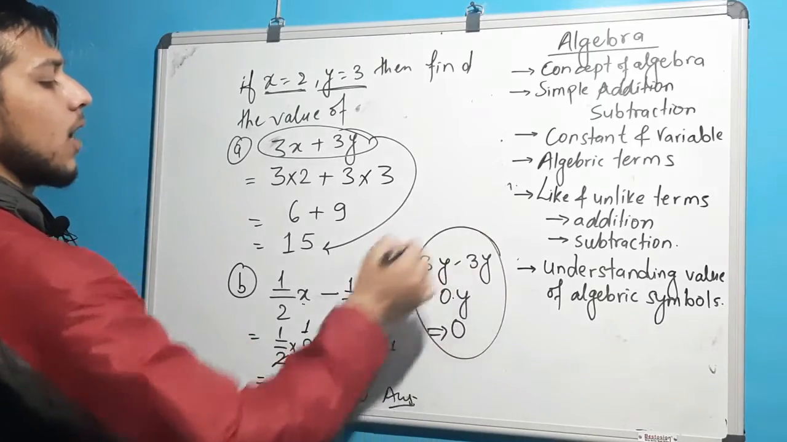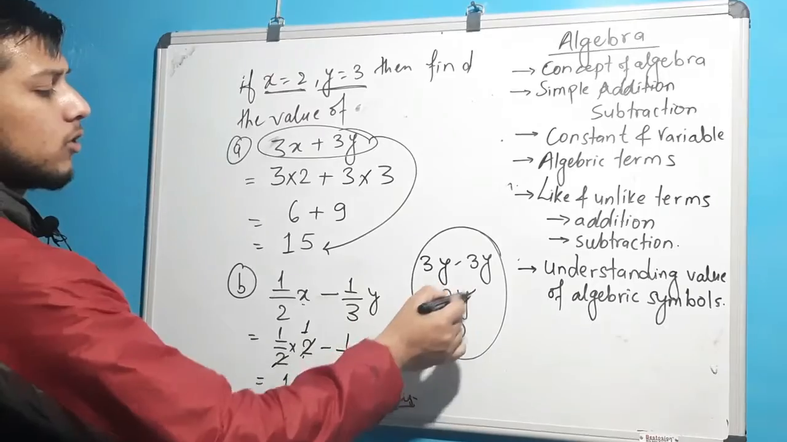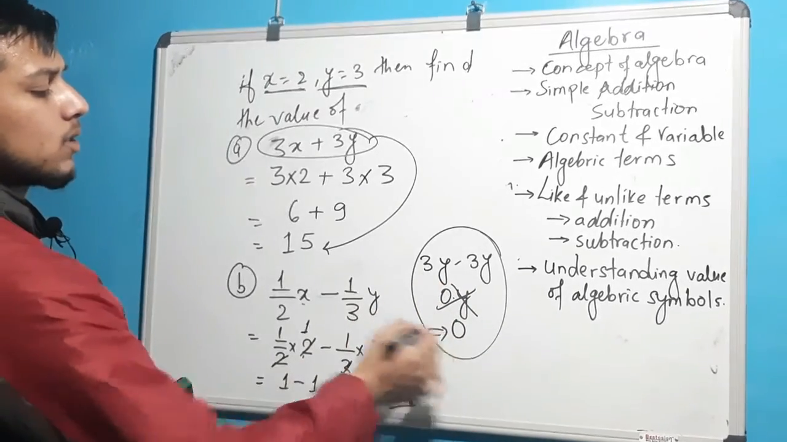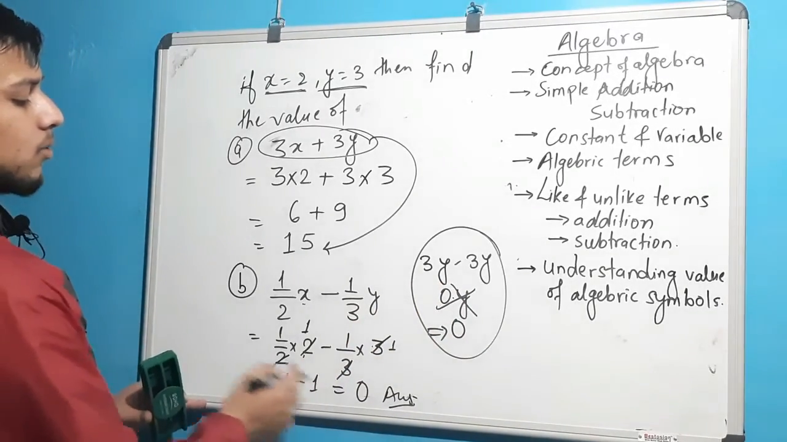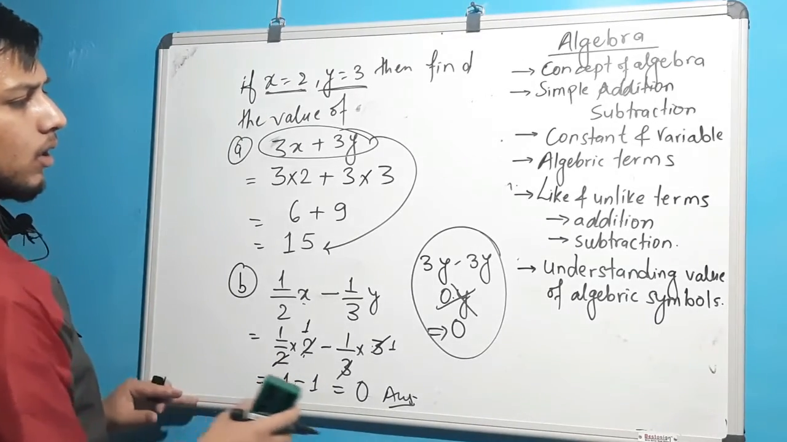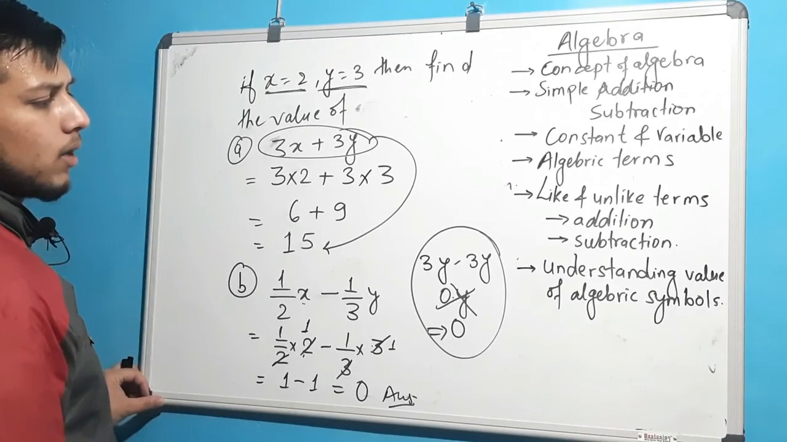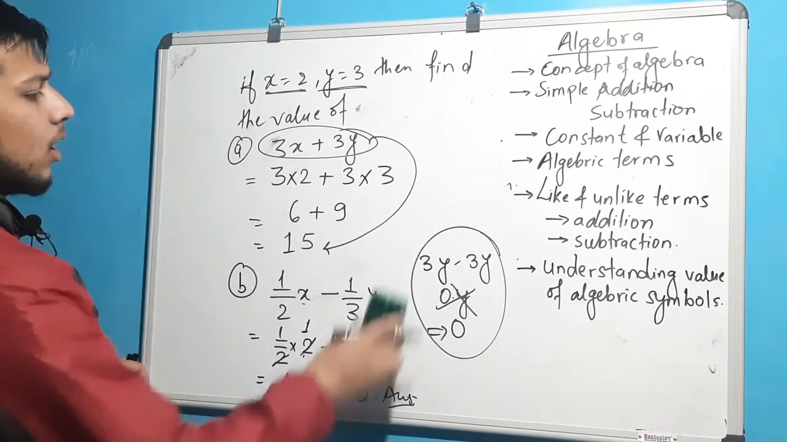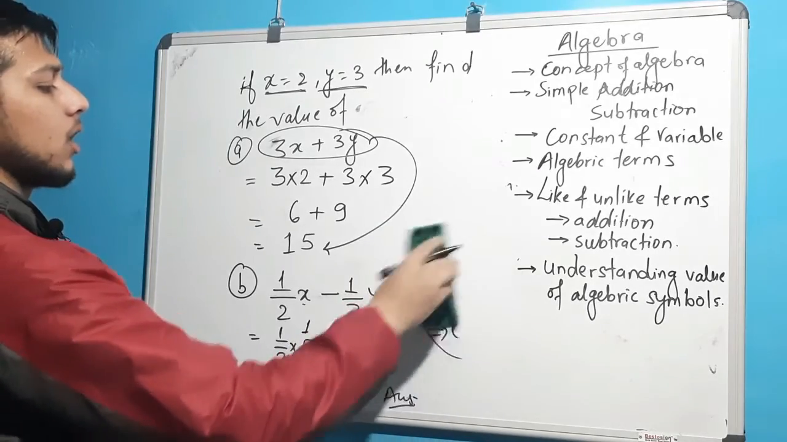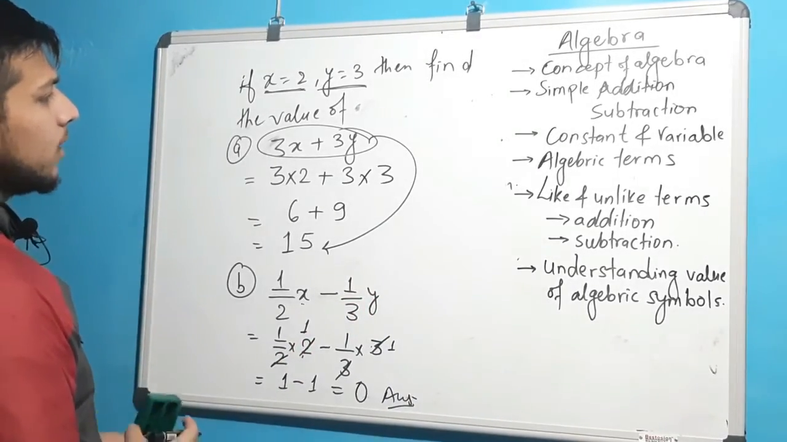And as to subtraction, this answer is 0, not 0y. 0y does not exist, this answer is 0. Similar way, 1 minus 1 is also 0. In this way, we can find the value. Understanding the value of algebraic symbol. How to use the value of an algebraic symbol? This is the question. We can find like this.